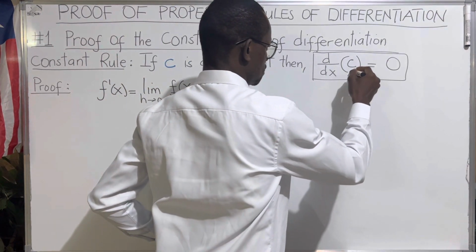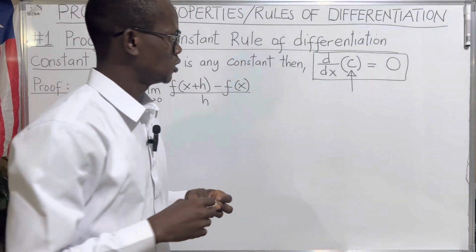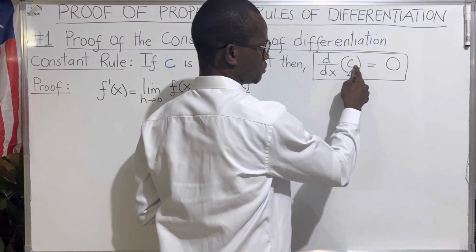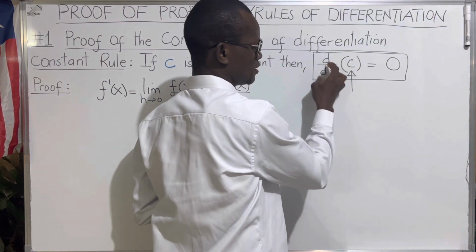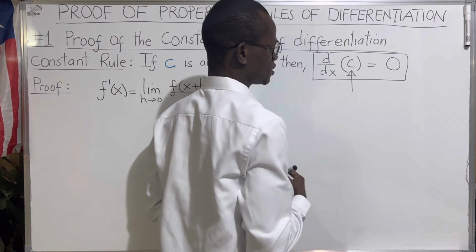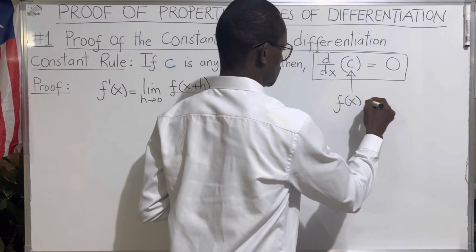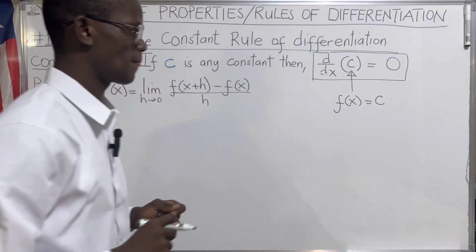Note that before you differentiate, the first thing you must have is a function. What you are about to differentiate is called the function, right? So this indicates the derivative. It indicates that you are about to differentiate this function called c. So we can say let f of x equal the function that we are about to differentiate, called c.